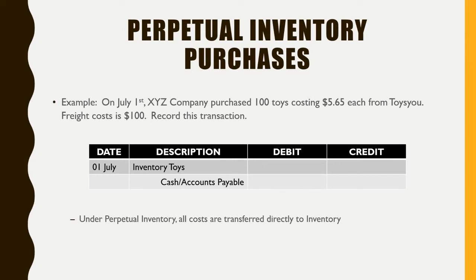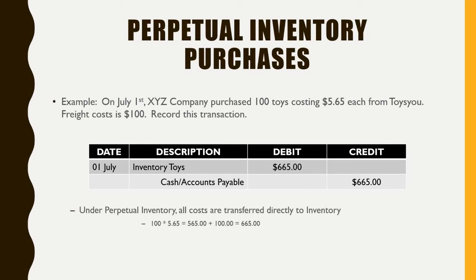Now in this case, what you notice is because all the cost of the inventory item, so the freight costs, the taxes, the shipping and handling, they're all going to go straight into inventory. So therefore, you're only going to be recognizing one account, inventory toys, and you're going to include both the purchase price and the freight together. Okay? So therefore, you'd be looking at $665 instead of earlier when we did a purchase expense and a freight expense, you had to separate them, right? In this case, it's combined into one, and it all goes straight into inventory.